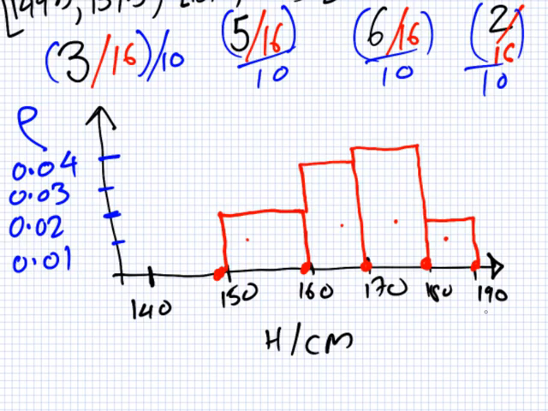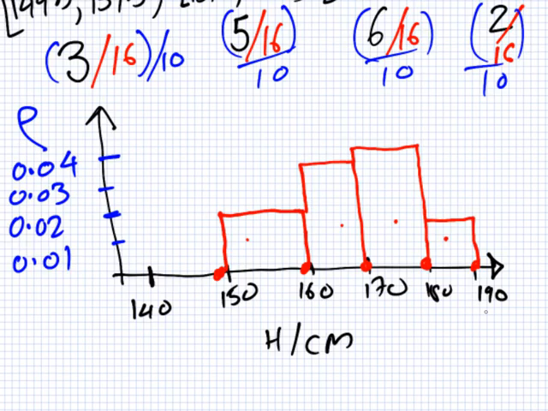0.187. Yeah. So we'll say 0.19. As a percentage, what's 0.19? 19%. What was the second one? 31%. The next one? 37. And the last one? 13%.